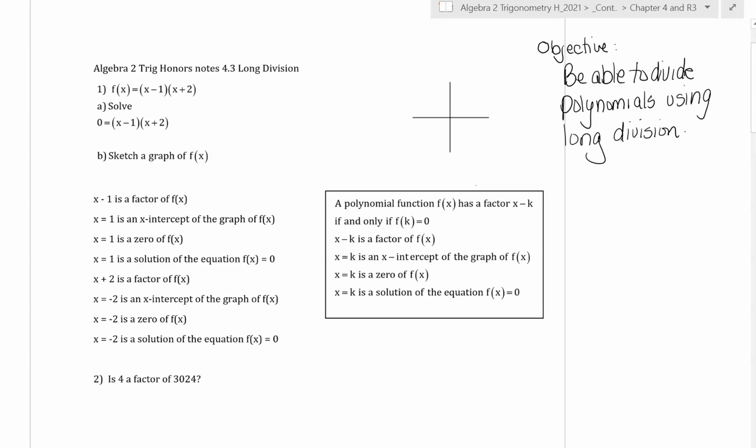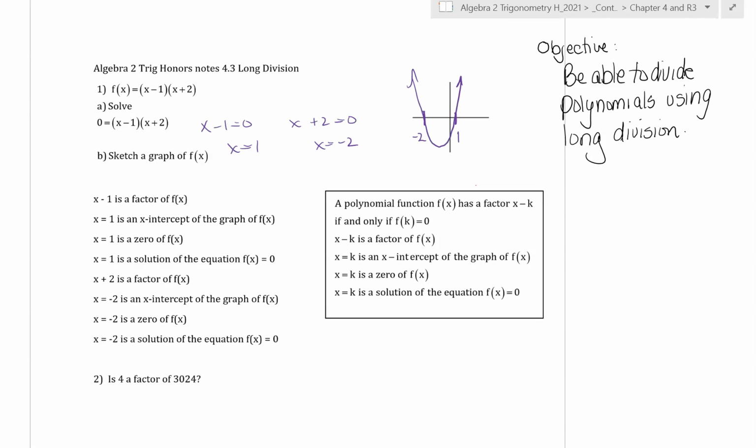Our objective: be able to divide polynomials using long division. So please take a look at number 1. f of x is the quantity x minus 1 multiplied by the quantity x plus 2. Please go ahead and solve the equation if that product is equal to 0 and then sketch a graph. Pause the video and give it a try.